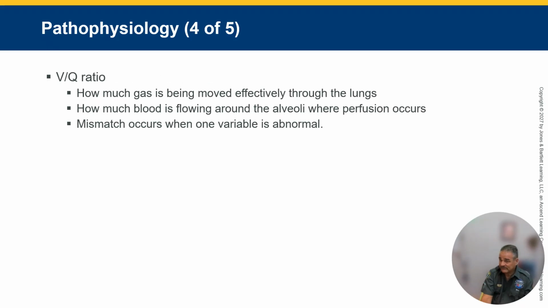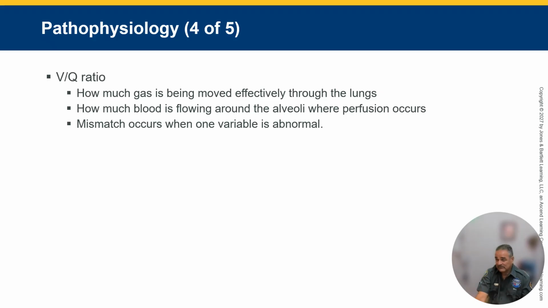Ventilation and perfusion mismatch, the VQ ratio, describes how much gas is being moved effectively through the lungs and how much blood is flowing around the alveoli where the gas is exchanged. That's where perfusion occurs, okay? You've got to have a balance.